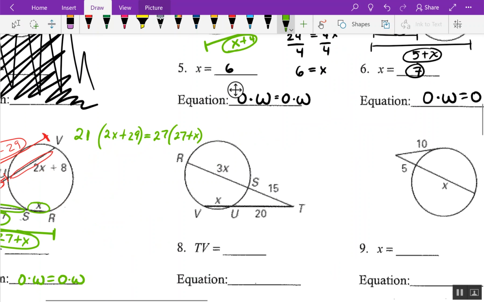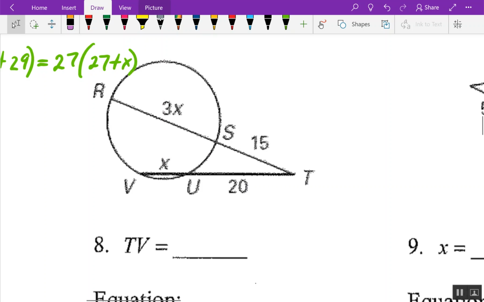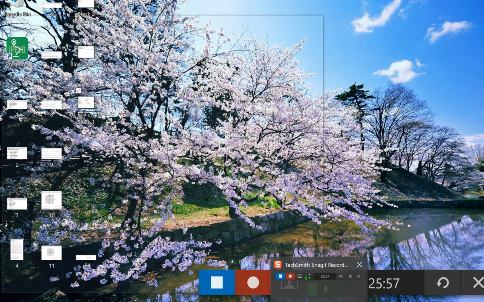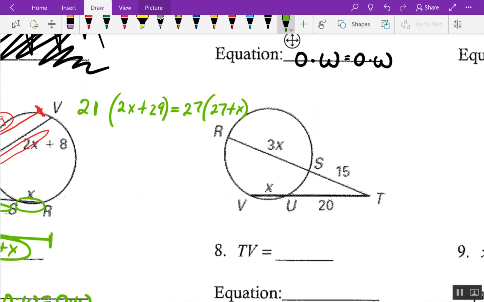All right, the next one, setup. Finish that problem later. Let's go, setting up. This problem is long. 21 times 2x is 42x, plus 609, which is 21 times 29. 27 times 27 is 729, plus 27x.